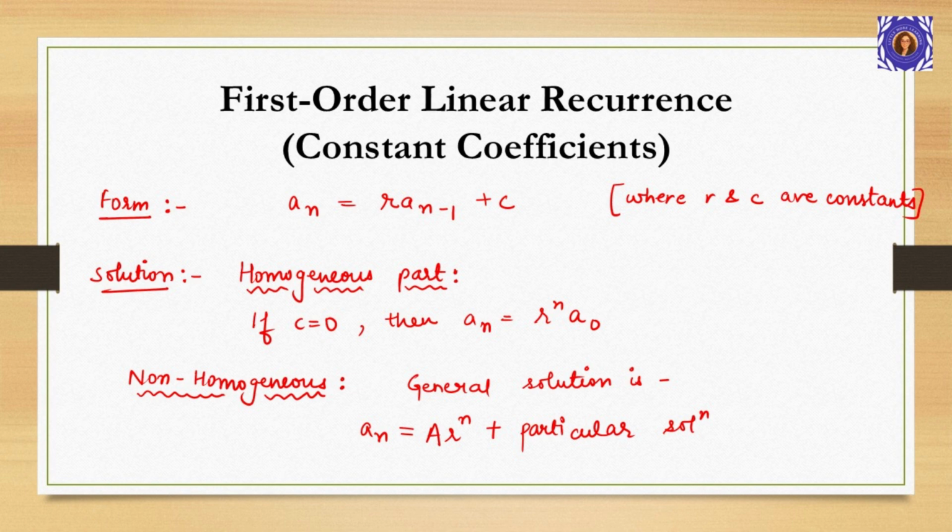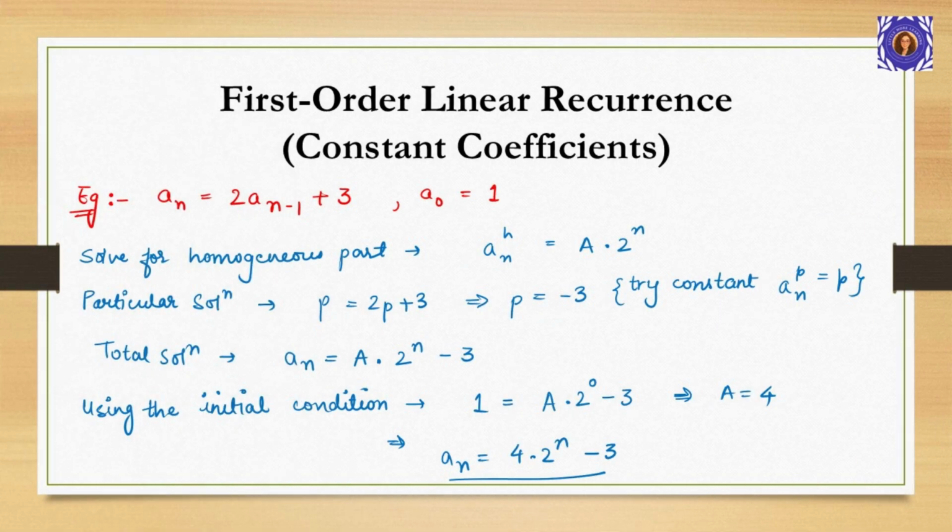For the homogeneous part, if c equals 0, then a_n equals r to the power n times a_0. For the general solution, we combine a_n equals A times r to the power n plus a particular solution. Let me work through an example. a_n equals 2 times a_{n-1} plus 3, with a_0 equals 1.